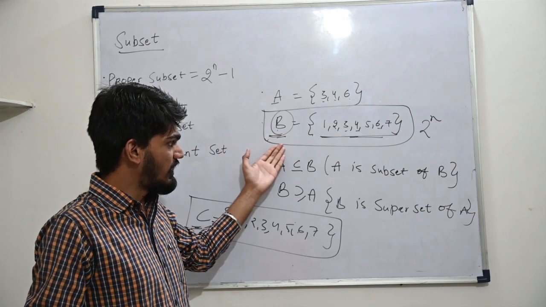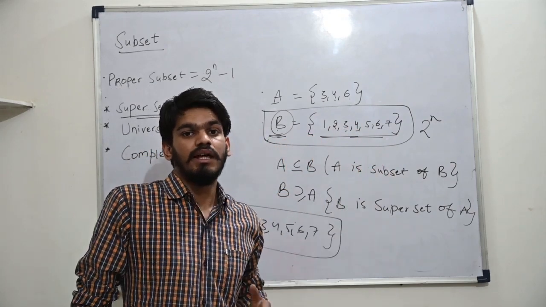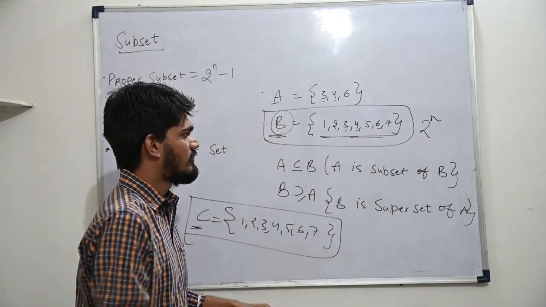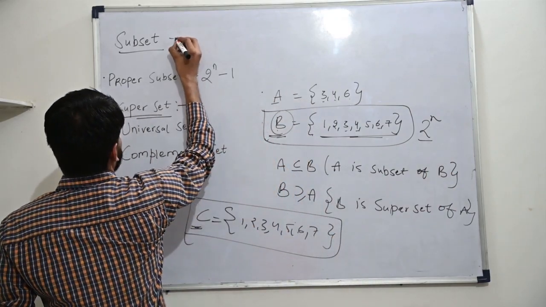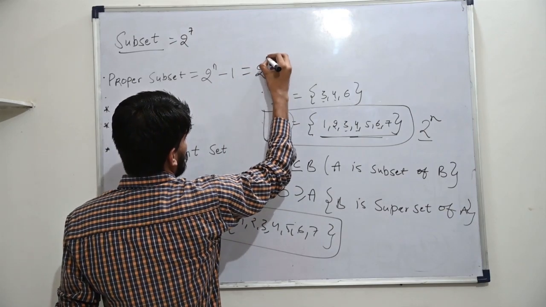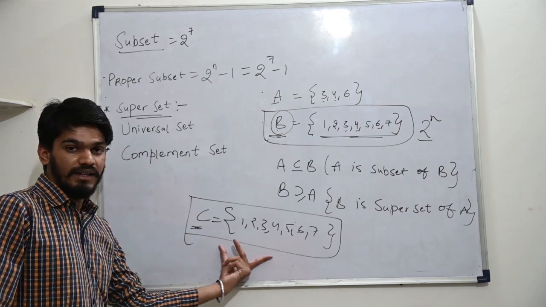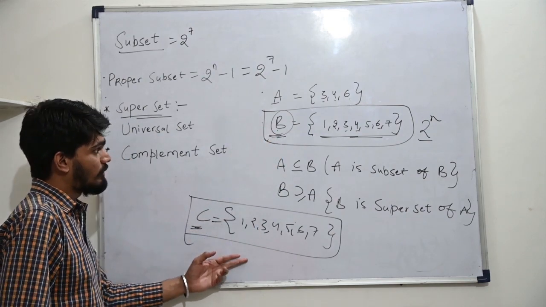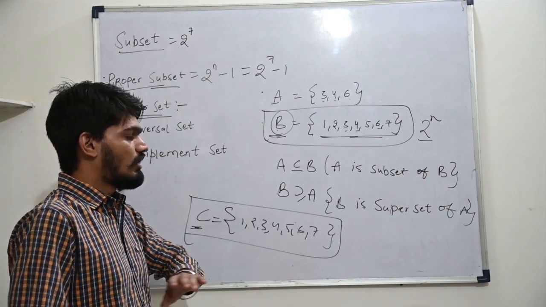If we have a set B which has elements 1, 2, 3, 4, 5, 6, 7, then the total number of subsets will be 2 to the power n. Now n is 7 here, 7 number of elements, so 2 to the power 7 will be the number of subsets, and the number of proper subsets will be 2 to the power 7 minus 1. The equal set, or subset of set B, won't be considered as a proper subset. Except for this, all the others.